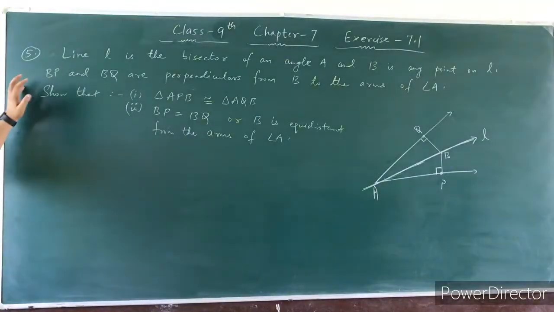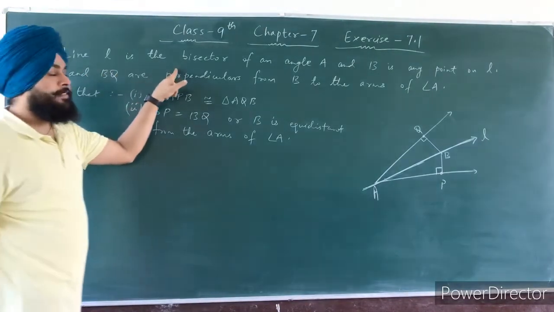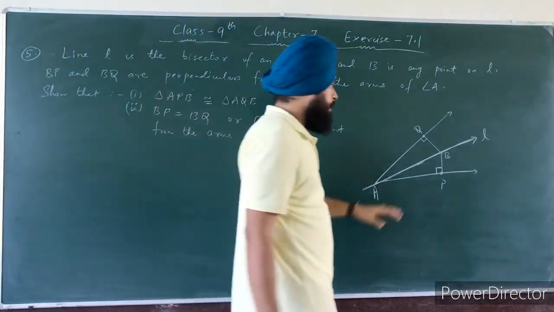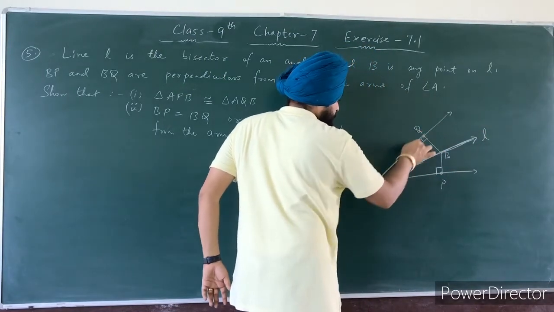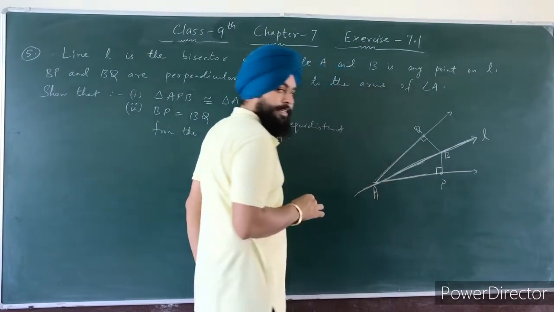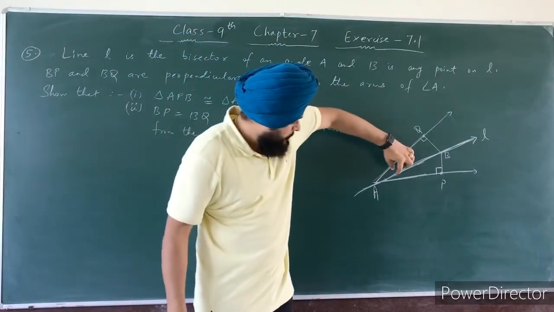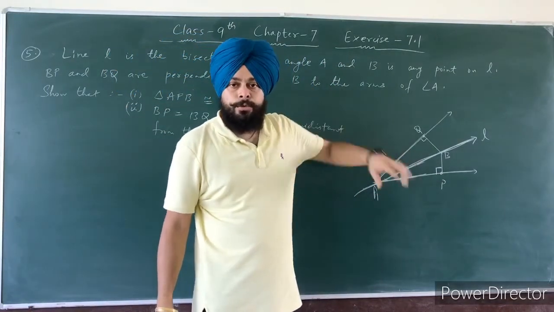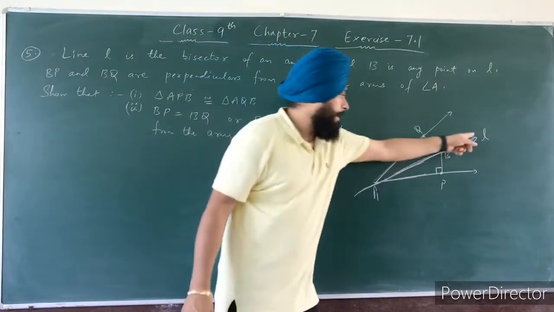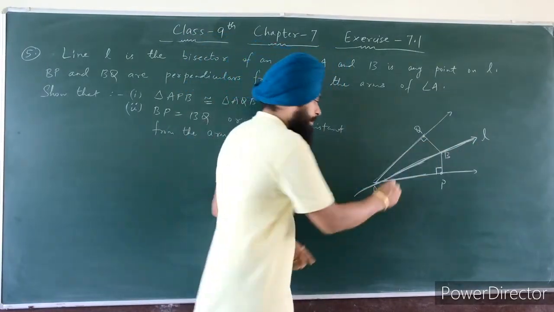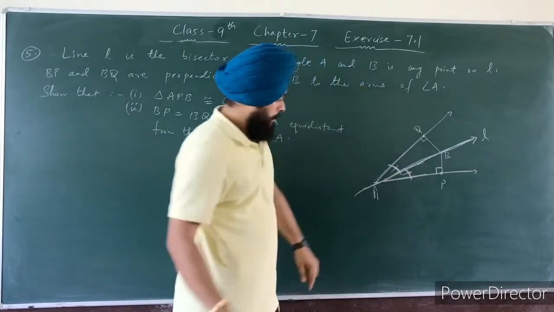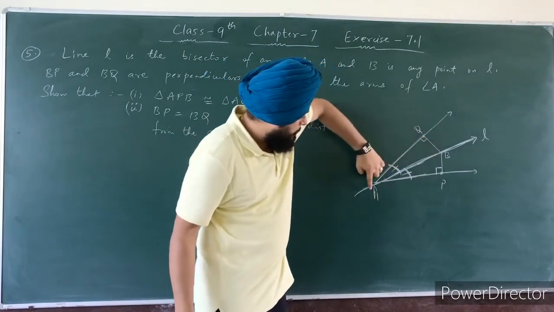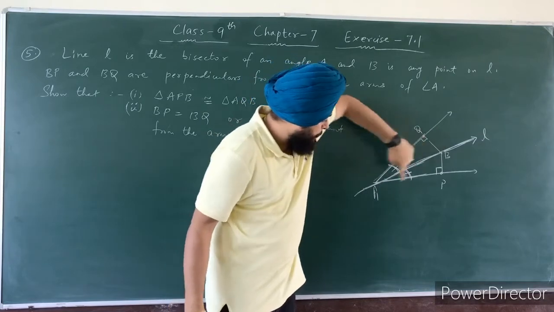Next, question number 5. Line L is the bisector of an angle A. So, students, in the given figure, this is line L. It is the bisector of angle A. What is the meaning of bisector? It means it divides angle A into two equal parts. Line L is dividing angle A into two equal parts. It means angle BAQ is equal to angle BAP.